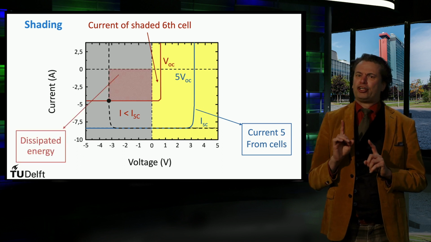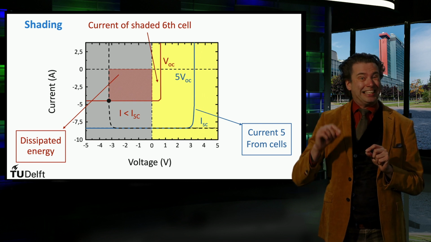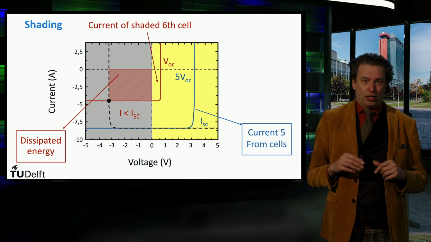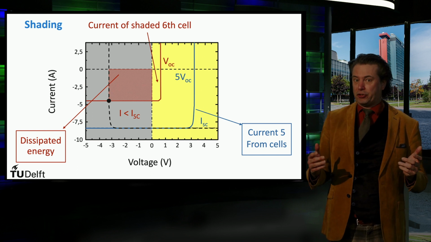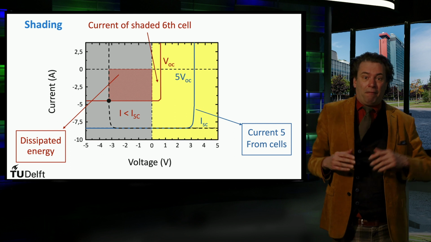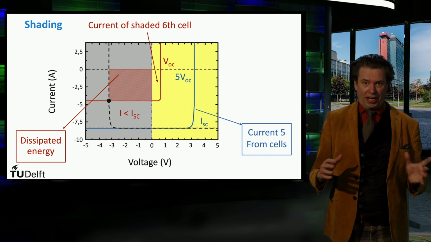This means that the shaded solar cell does not generate energy, but starts to dissipate energy. It means the solar cell is getting warmer and warmer. The temperature can increase to such a critical level that the encapsulation material cracks or other materials wear out.